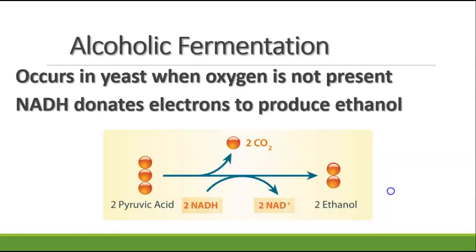The other kind of fermentation occurs in yeast and certain other kinds of cells as well when oxygen is not present. This is called alcohol fermentation or alcoholic fermentation. In this case, the NADH donates electrons to the pyruvic acid to make ethanol and also releases carbon dioxide in the process. This is what yeast do in the fermentation process to make bread rise. The carbon dioxide causes the molecules of the bread to separate from each other and puff up. And the ethanol in the bread making process is actually burned off when it's baked. In the process of making beer and wine, the carbon dioxide can provide some carbonation, some fizz, so to speak, and the ethanol is contained in the liquid that is left over.